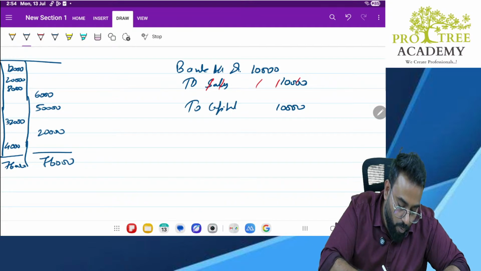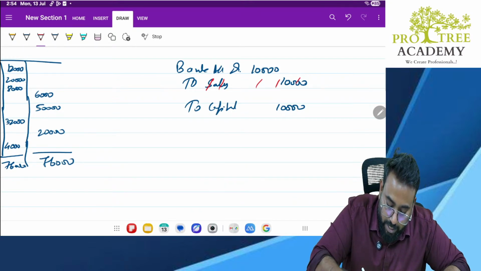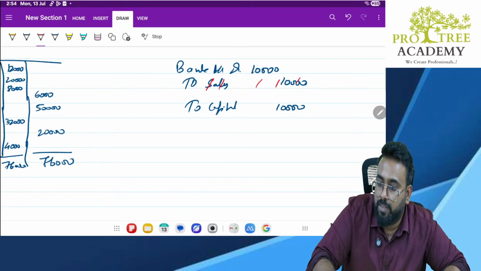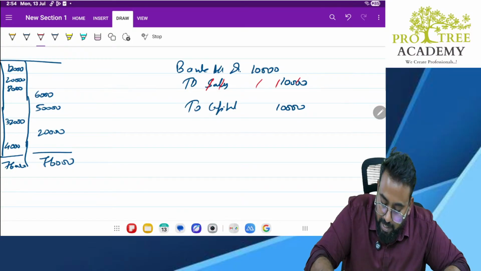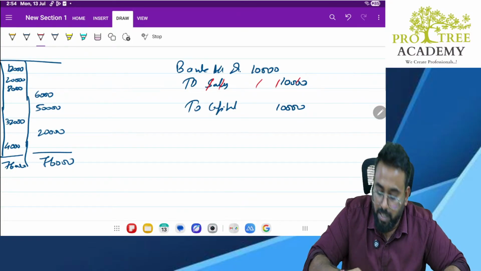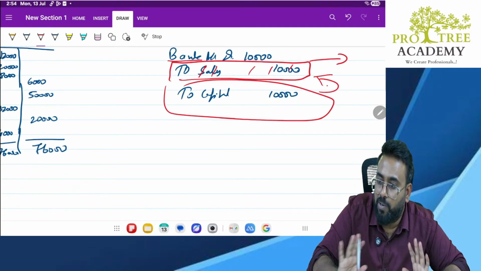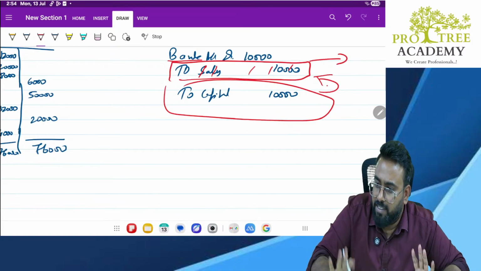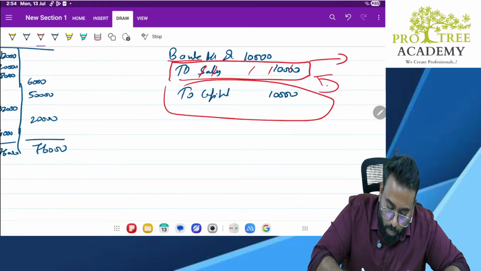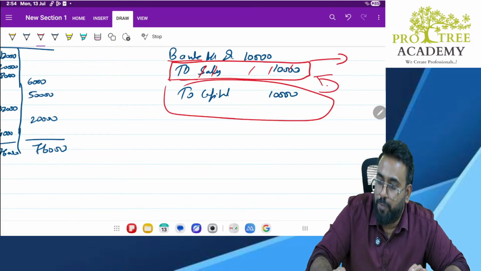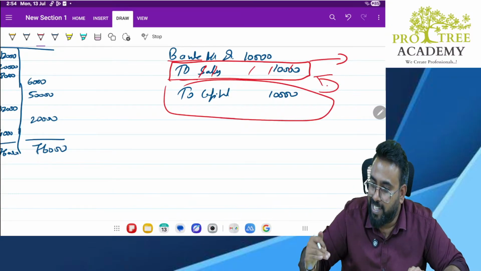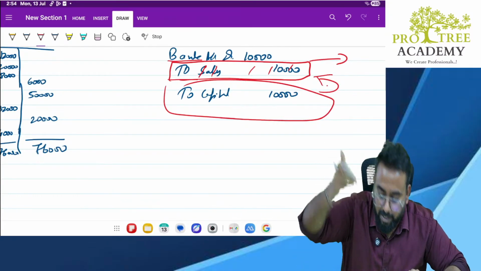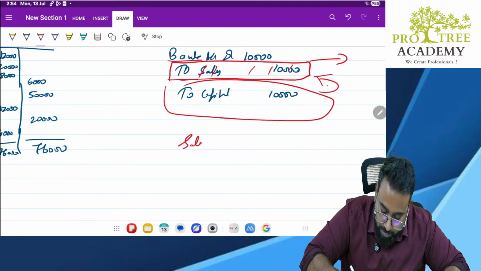Simple, sir. What do you want to send out? I want to send out sales. Correct? I want to bring in the capital. Correct? So what will I do? This is correct. Bank account debit is correct. So don't touch that. Let it remain as it is. What you want to send out? To sales. If you want to send out something on the credit side, you will debit it. So sales account debit.